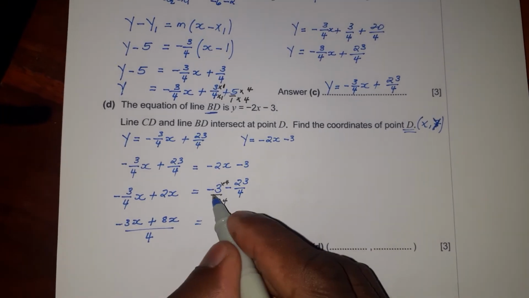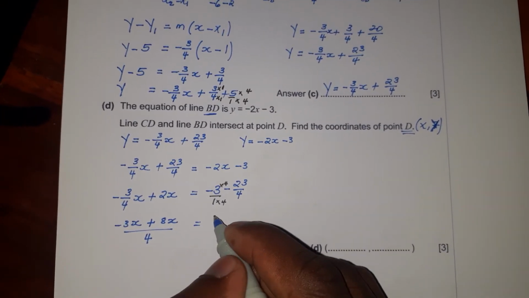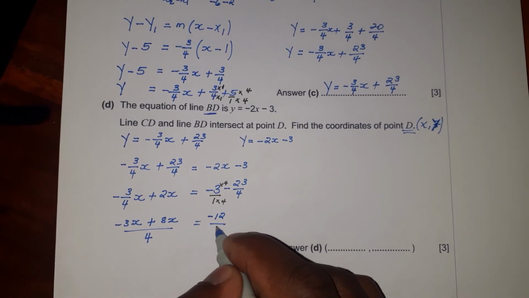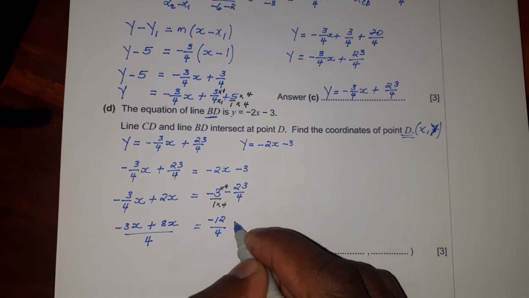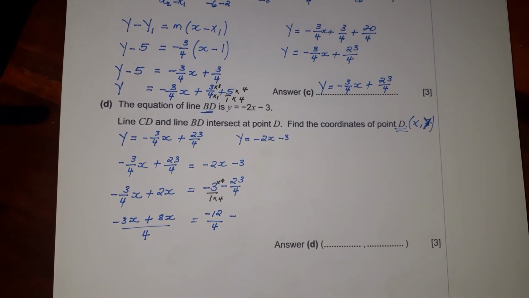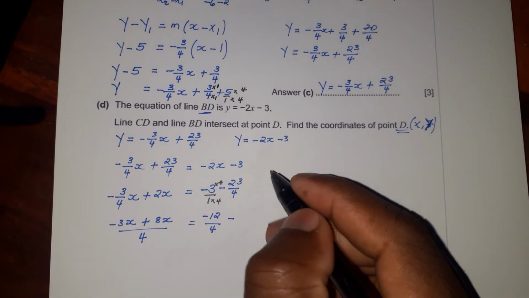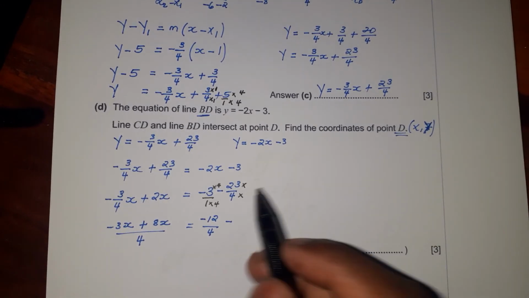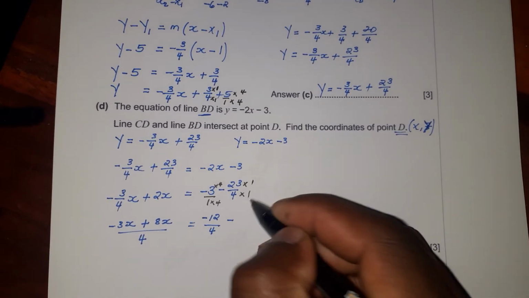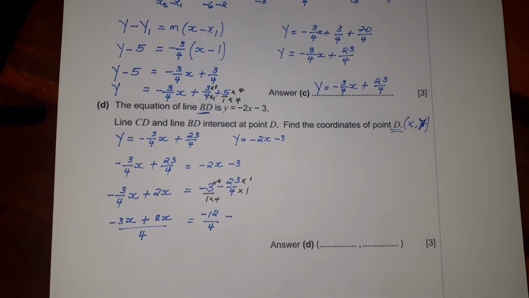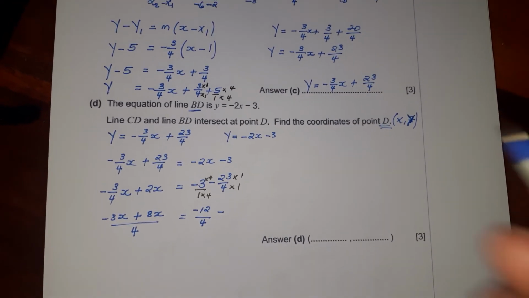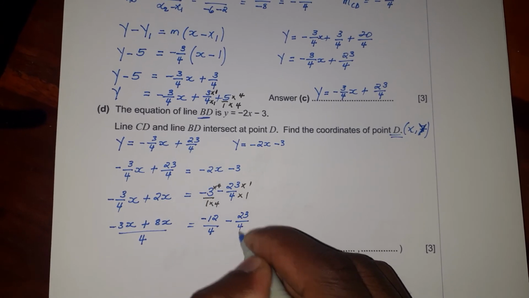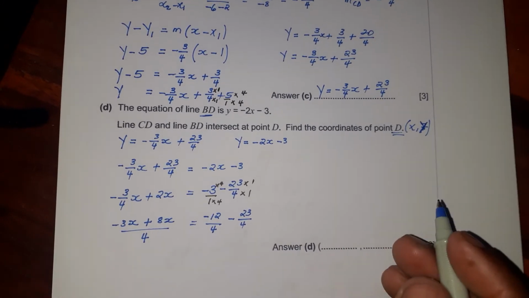Then what we are going to have, negative 3 times 4, we are going to get negative 12 over 4 minus, also the same this side, we multiply top and bottom by 1. Then what we are going to get, 23 times 1 is just 23 over 4. We have the same denominator throughout.